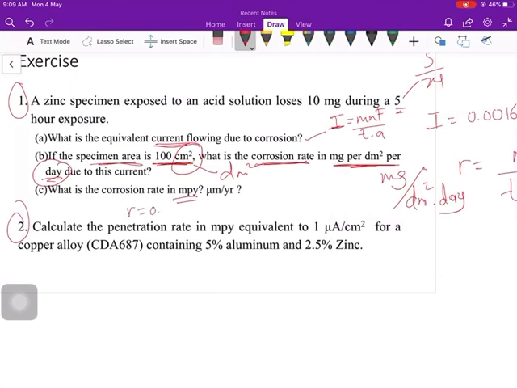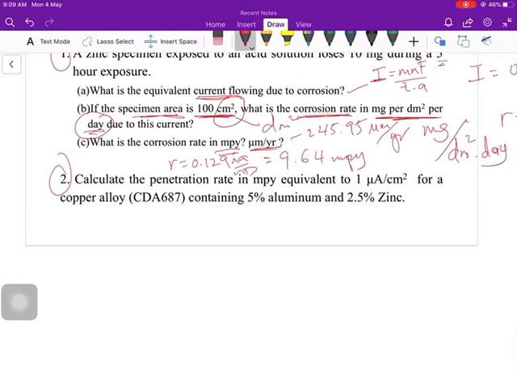Next is mils per year. R equals 0.129 IA over ND. The answer is 964 mils per year. Then another expression in micrometer per year, and the answer is 24595 micrometer per year.